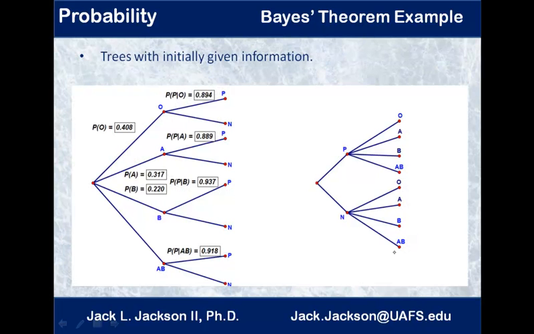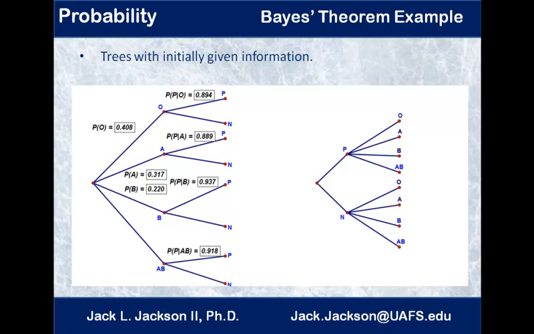Okay, hopefully you came up with this, and notice that we have quite a bit of information about the tree on the left, but so far nothing about the tree on the right. The tree that starts with probability with O, A, B, and AB, we know 3 of those branches right off the bat, and then we know 4 of the conditional probabilities in this tree.